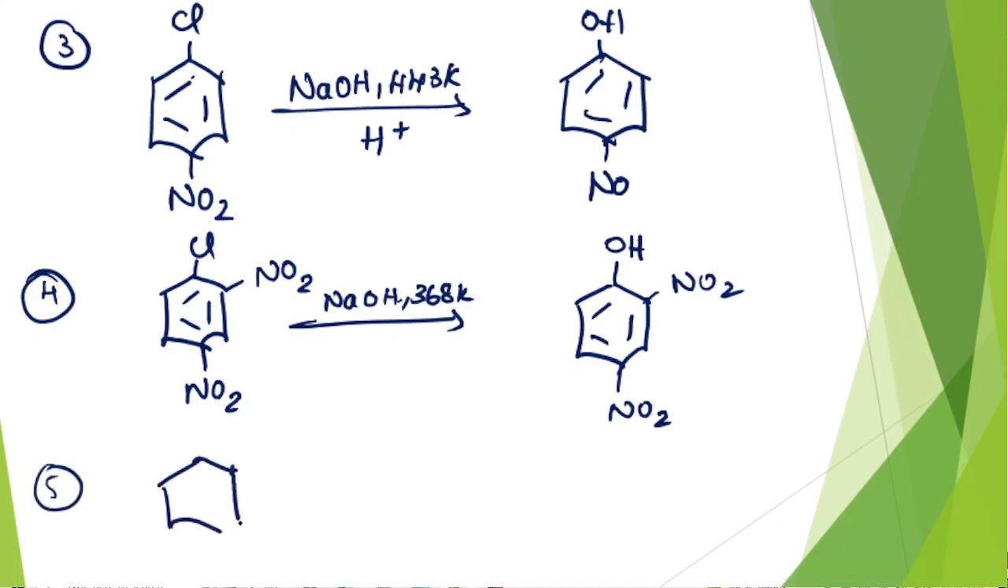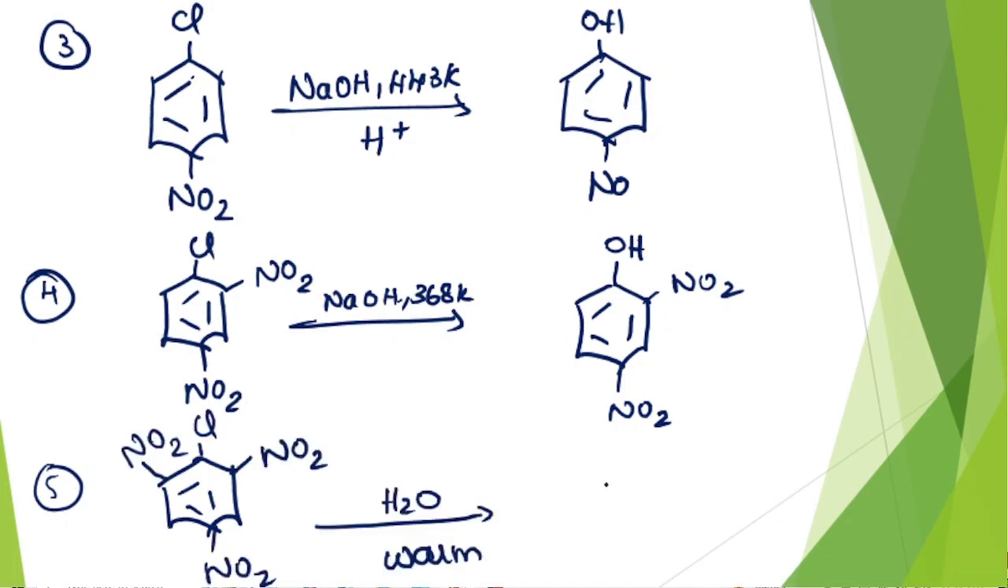Now you will be having the same way benzene ring with Cl attached, and here three places are attached with NO2, NO2 and NO2. Now in the presence of H2O under warm condition, what you will get is OH attached in the benzene ring with NO2, NO2 and NO2. Okay, so this is how you are going to have the replacement of hydroxyl group. Clear?